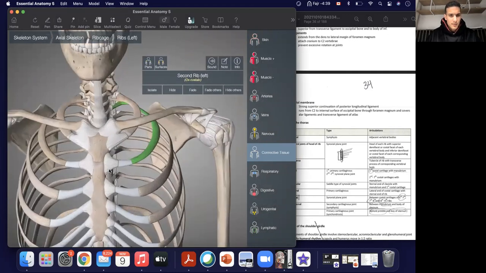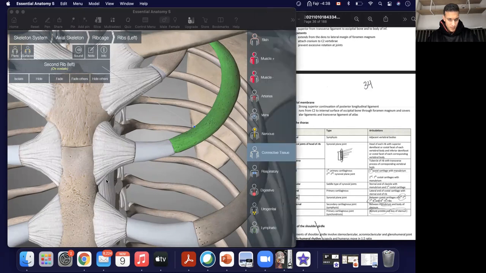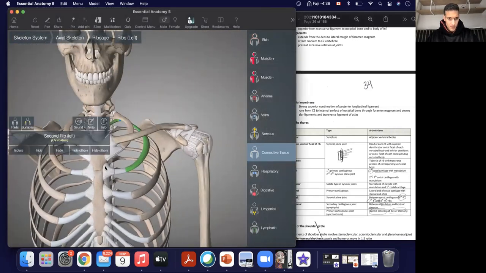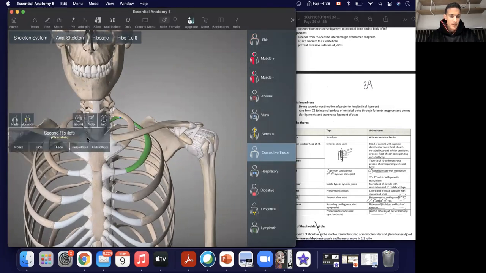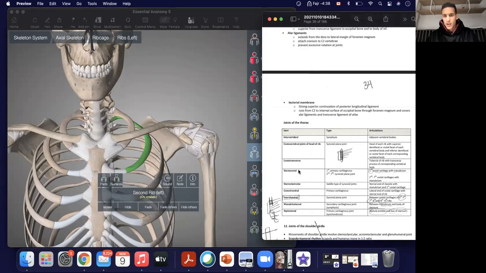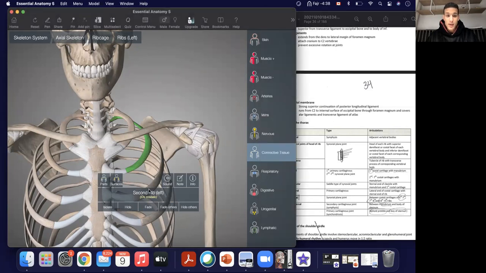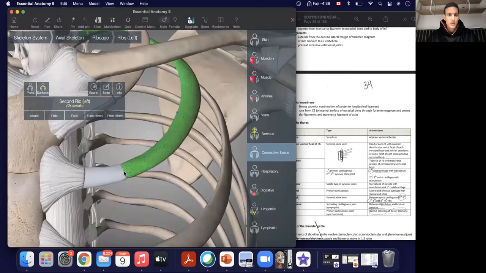between the sternum and the costal cartilage, right here, okay? Sternum and costal cartilage, this joint right here. Let me show you. This joint. The sternoclavicular, between the sternum and the clavicle, this joint. The costochondral, between the rib and the costal cartilage. There, this joint.